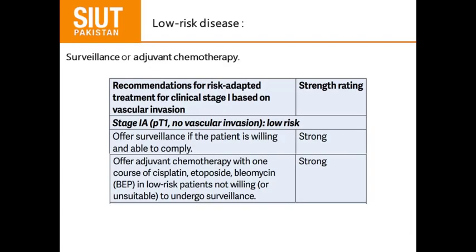Now, low-risk disease. Either surveillance or adjuvant chemotherapy should be the option in this case. For stage 1A, low-risk disease, offer surveillance if the patient is willing and able to comply, or adjuvant chemotherapy with one course of BEP if the low-risk patient is not willing to undergo surveillance.